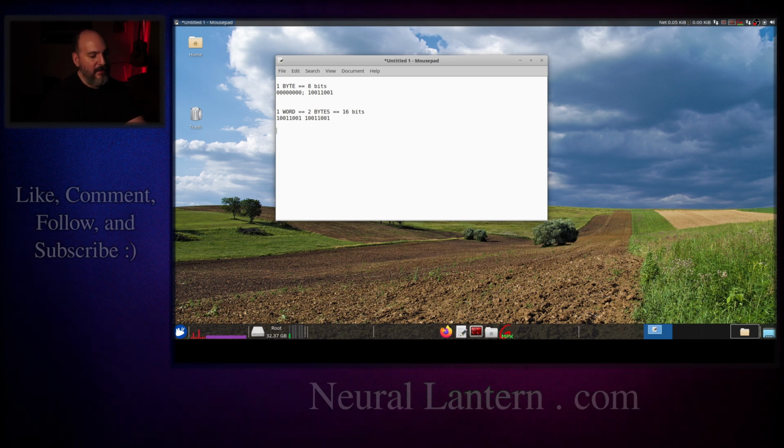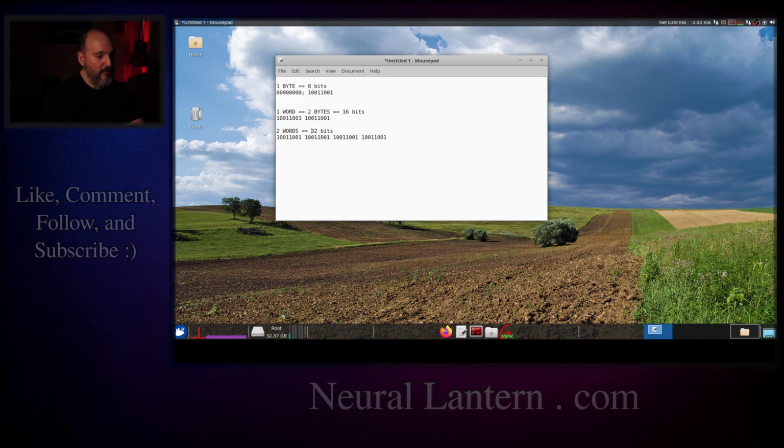So let's say I had 2 words. 2 words is going to be double of what we just wrote, right? So that means we're going to have this many bits. 2 words is going to be equal to 32 bits. And it's also going to be equal to 4 bytes, because we multiplied everything by 2. So this is 4 bytes.